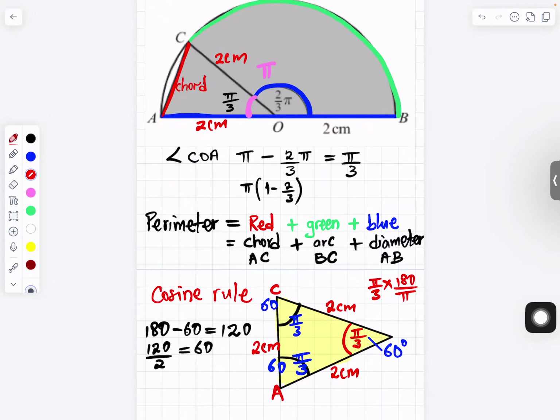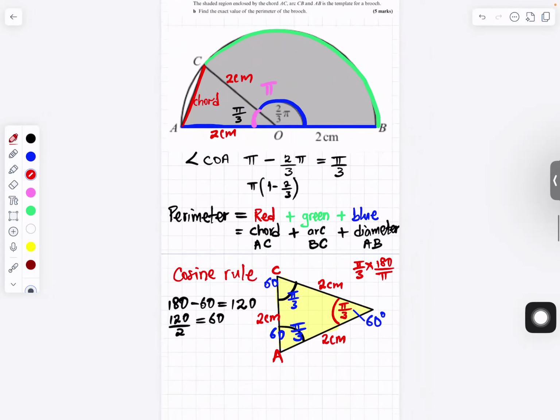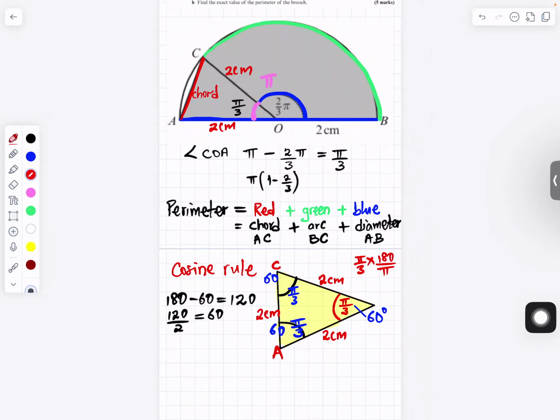But if you don't, we can use the cosine rule, or you can use the way I've deduced it to get 2 centimeters. You happy with that? Yeah. You can use the cosine rule. Let's write the cosine rule down.